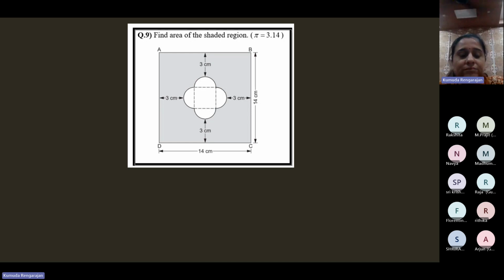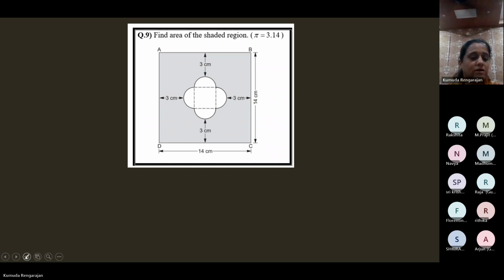Now coming to this figure. Find the area of the shaded region. The shaded region is the region outside the design, but inside the square ABCD. The quadrilateral ABCD is a square, because you can see that the adjacent sides are equal, 14, 14, 14, 14, so it's a square. Now we need to find the area of the shaded region, meaning the region which is inside the square but outside the design.